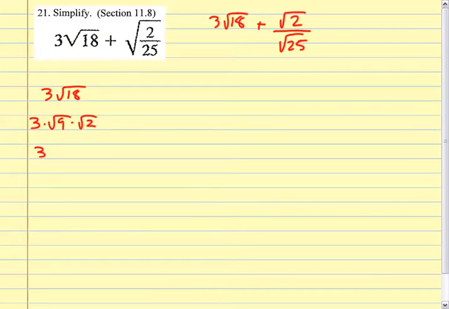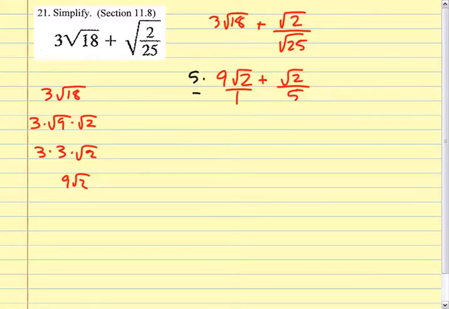Well, the root of 9 is 3, so that's 3 times 3 times root 2. And that's just going to give me 9 root 2. So this is 9 root 2 plus root 2 over 5, because root 25 is 5. I need a common denominator if I'm going to put those together, and I've got to multiply both the top and the bottom by 5. So I'm going to get 45 root 2 over 5 plus root 2 over 5.